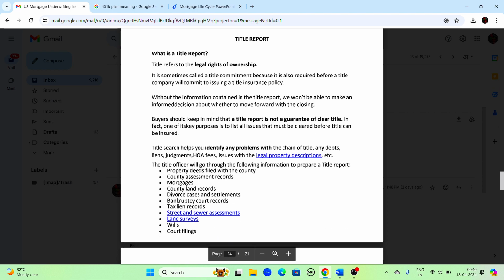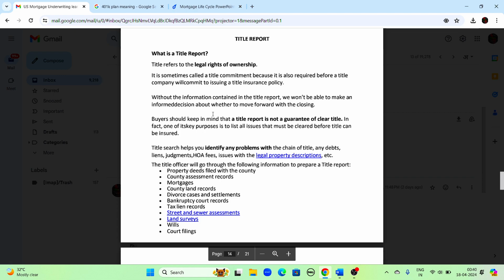It was very much difficult to edit the PDF with irrelevant details or confidential details. What is a title report? Title refers to the legal rights of ownership. It is sometimes called a title commitment, because it is also required before a title company will commit to issuing a title insurance policy.